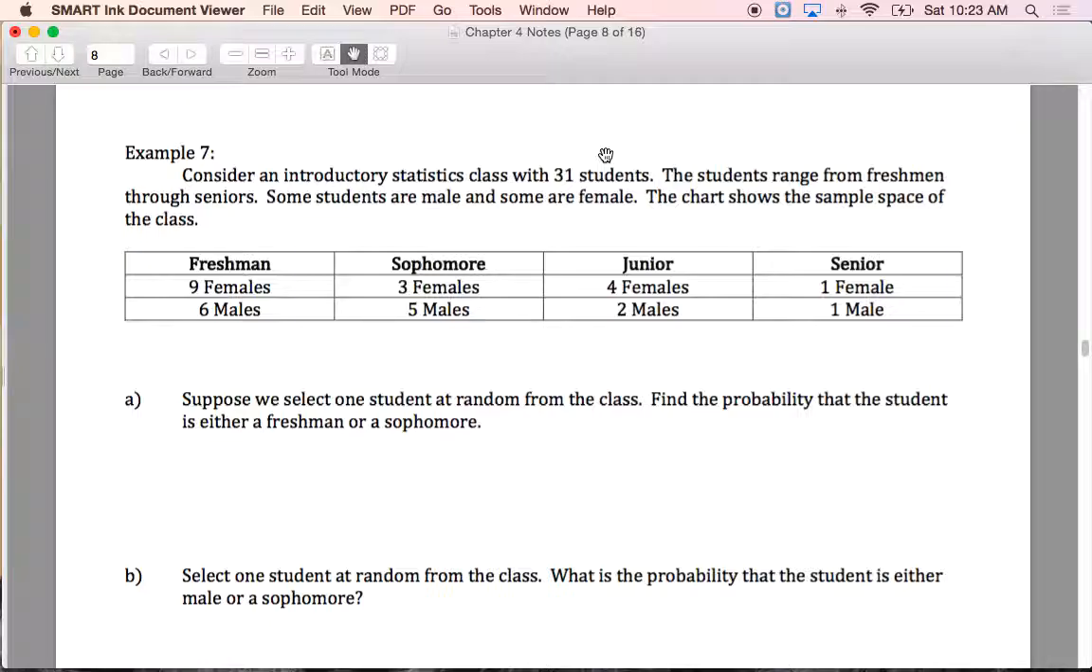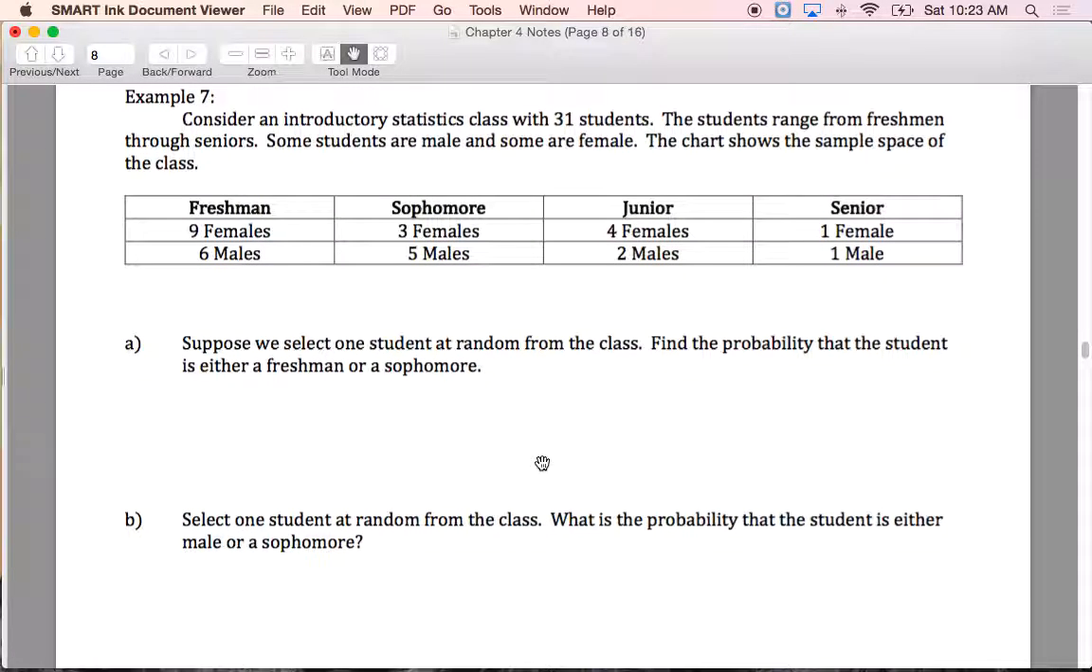So for example 7, we've got to think what they're asking us here. We've got 31 students. We've got freshmen through seniors, and we have the males and females shown. For A, it says, suppose we select one student at random from the class. Find the probability that the student is either a freshman or a sophomore. So we have to know what the total number of freshmen are and the total number of sophomores. So we would have 15 total freshmen, and we have 8 total sophomores.